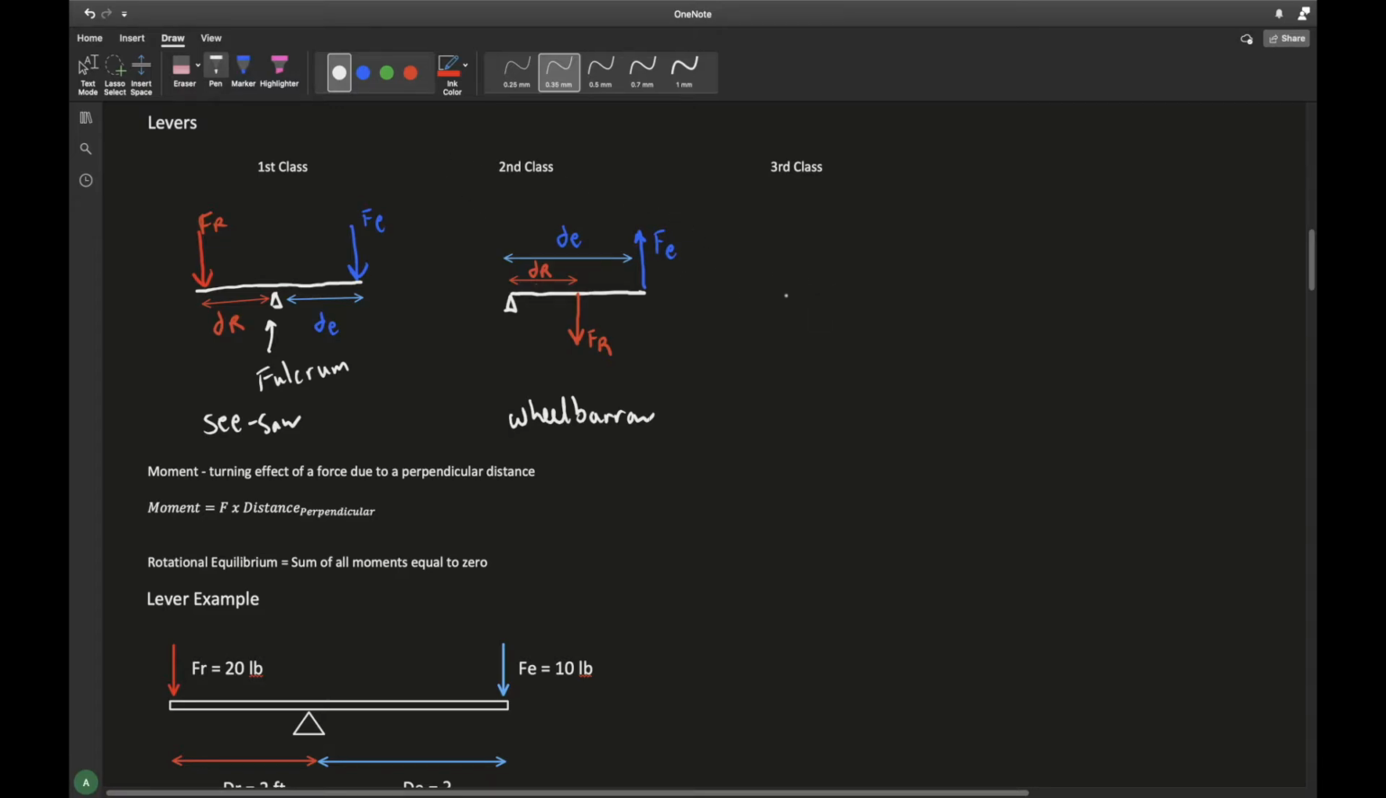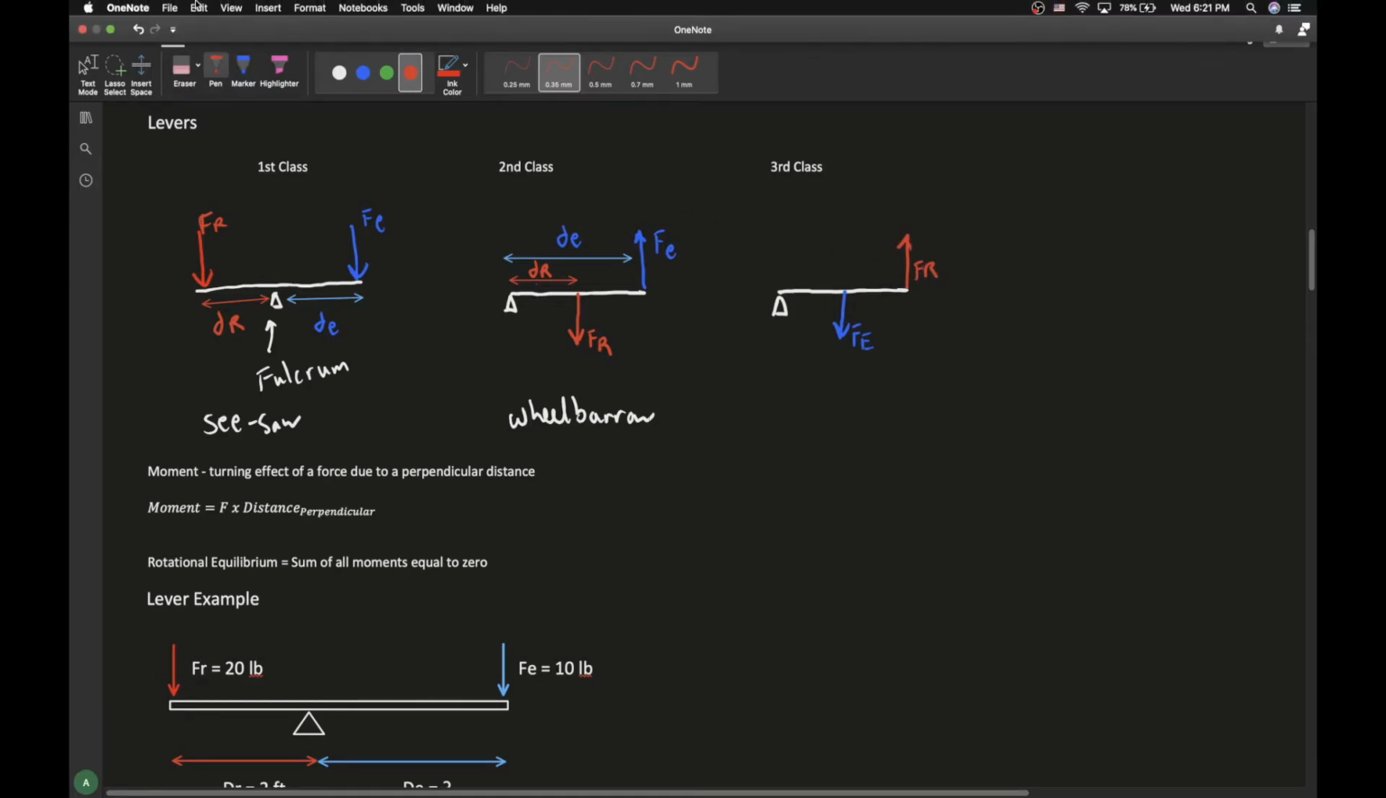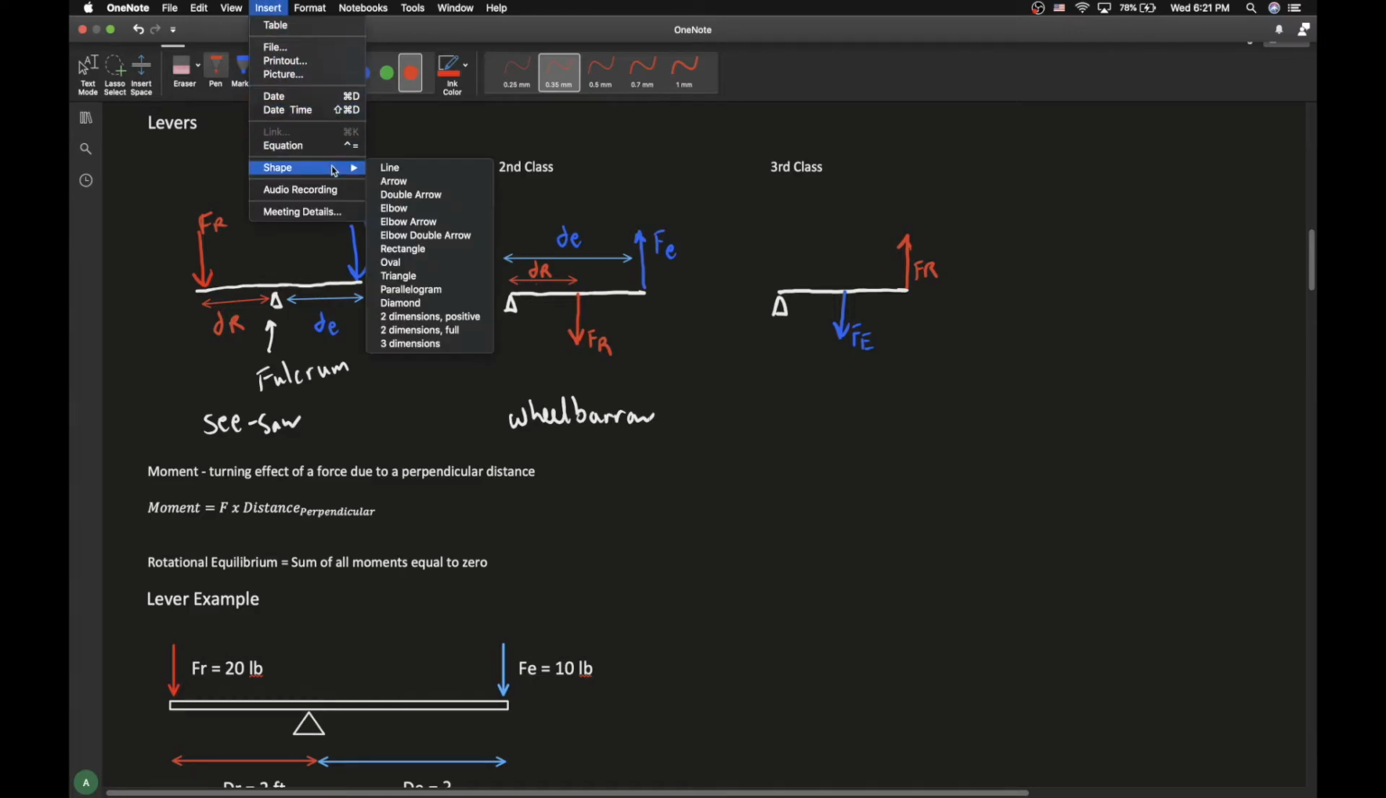The last class looks very similar to our second class here, with the fulcrum at the end and the lever bar coming out, except our effort force and our resistance force are now swapped. So now we have something that looks like this. And again, we're going to put in our distances.